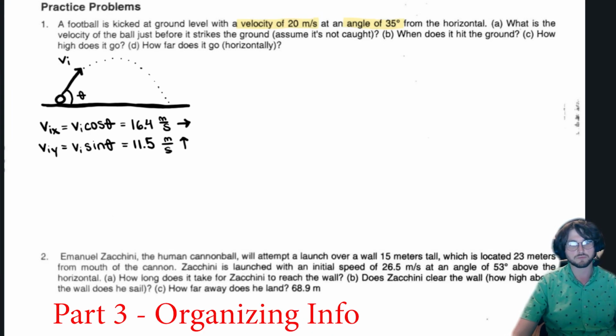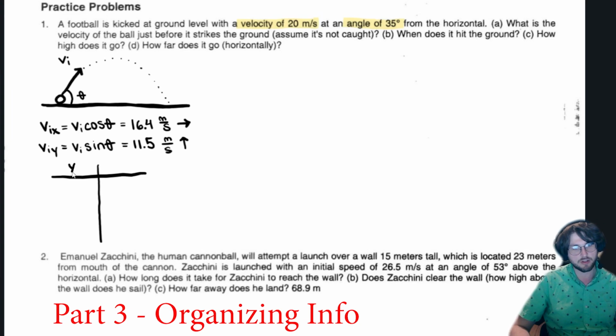All right. So after this, your next step really should be to set up a table to lay out your initial horizontal and vertical information. So I'm going to write this as the y column and the x column, respectively. And in here, it's a good idea to write out any information that you could use in order to solve for any of the stuff that you're being asked for.